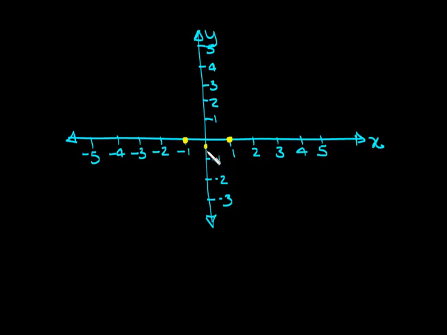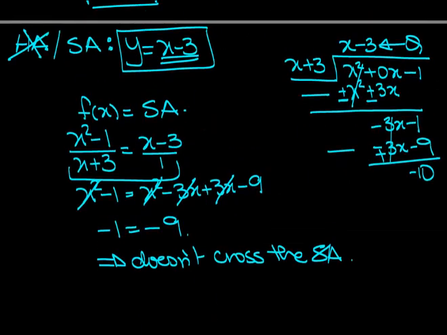Okay, my vertical asymptote was x is equal to -3. So that's this line, the vertical asymptote. So this is x is equal to -3. The slant asymptote was this line.